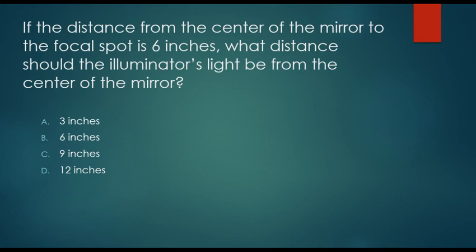Okay, if the distance from the center of the mirror, this is inside the collimator box, to the focal spot is 6 inches, what distance should the illuminator's light be from the center of the mirror? Remember that mirror is mounted in the collimator box at a 45-degree angle. The focal spot is above it, shooting through. The light source, your little light bulb or your LED, is going to have to be over to the side at exactly 90 degrees offset, and it's shining towards the mirror. All these angulations have to be correct. So, given all that, what do you think? Should it be 3 inches, 6 inches, 9 inches, or 12 inches from the mirror?